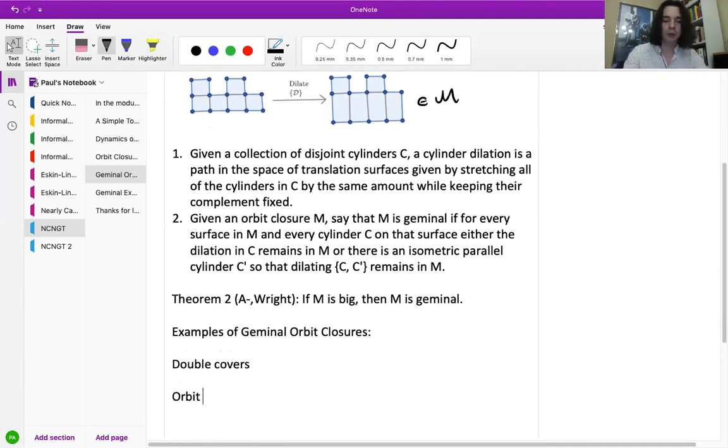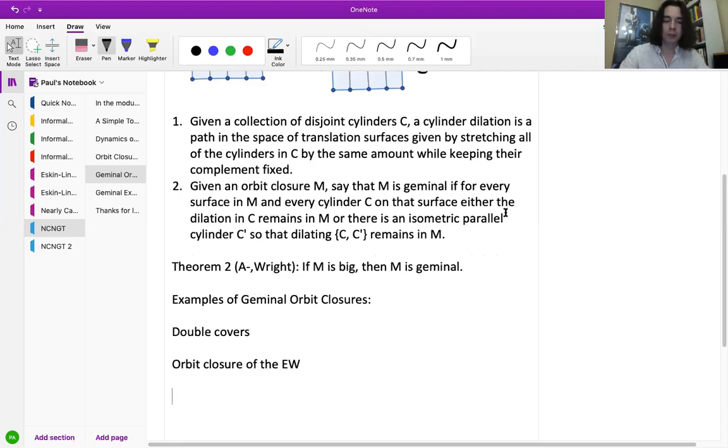Another example would be the orbit closure of the Eierlegende Wollmilchsau that we saw in the beginning. We said that given any direction on that surface that had a cylinder in it, there was an isometric parallel cylinder that covered the entire surface. Dilating both of those cylinders is the same as just stretching the surface in a given direction, and dilation in a given direction is certainly inside of GL2R. So the Wollmilchsau is sort of an exotic example of a geminal orbit closure, and these double covers are more simplistic examples, and of course being geminal is related to the orbit closure being big.